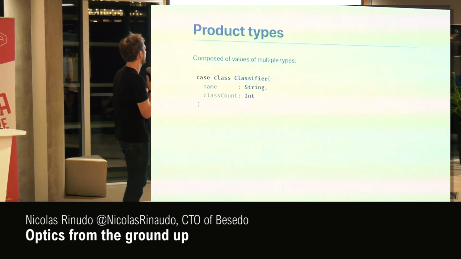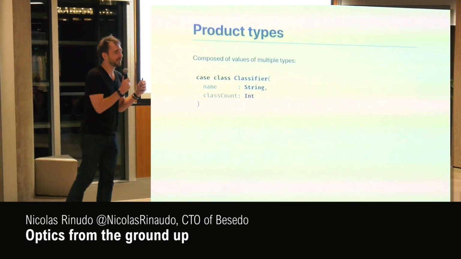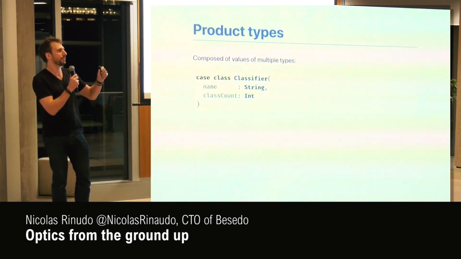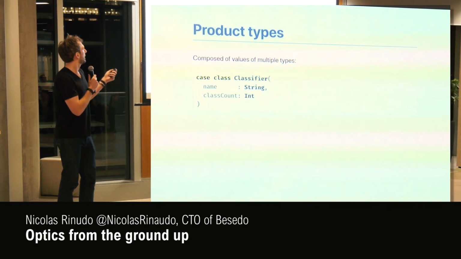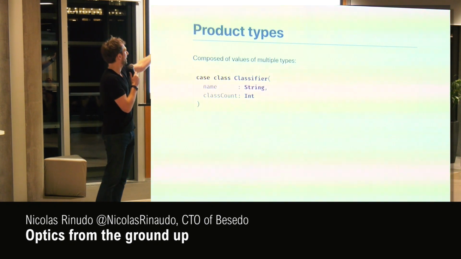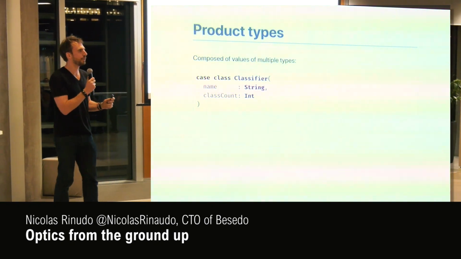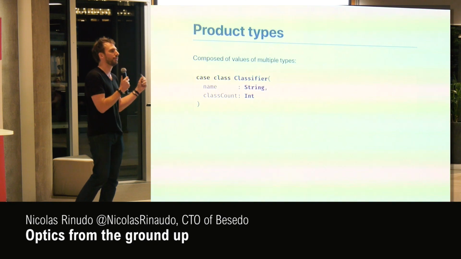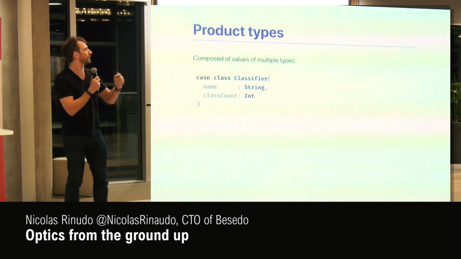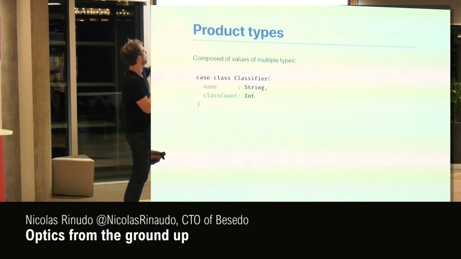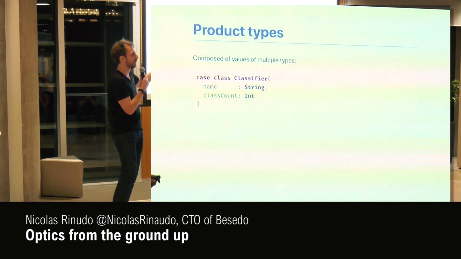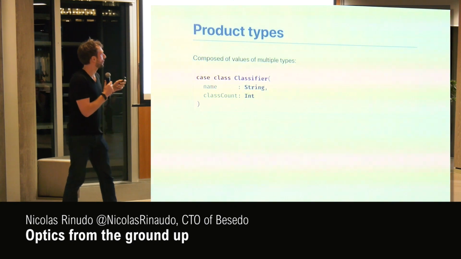One of them is product types. Product types are types that are composed of other types. So here, basically in Scala, your standard case class. Our example class is Classifier, in the machine learning sense. So it's something that, given an input, classifies it and puts it in one of a number of classes. And we have defined it as described with the name, which is a string, and the number of classes that compose it. That's a product type.